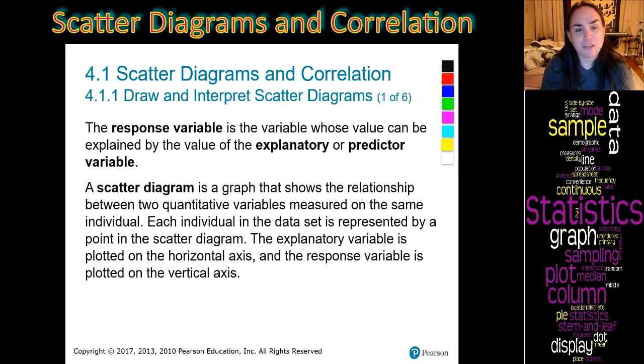A scatter diagram is a graph that shows the relationship between two quantitative variables measured on the same individual. Each individual in the data set is represented by a point in the scatter diagram. All this says is we're going to make a scatter plot using two columns of data. Usually the one on the left is going to be your explanatory variable and goes on the x-axis, and the response variable goes on the y-axis.